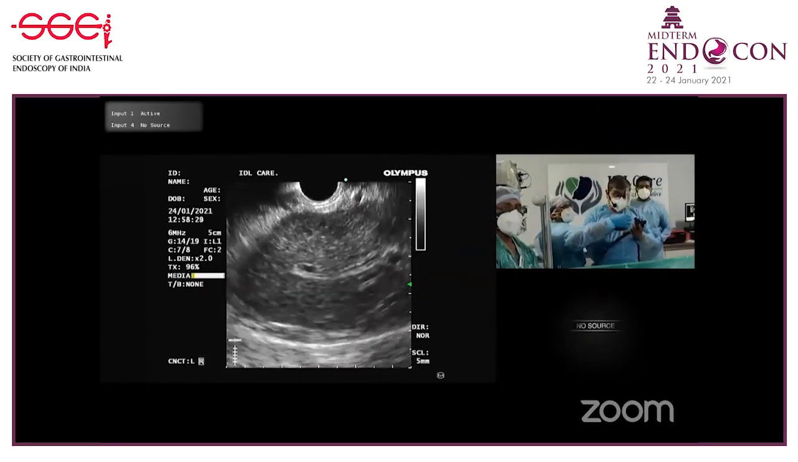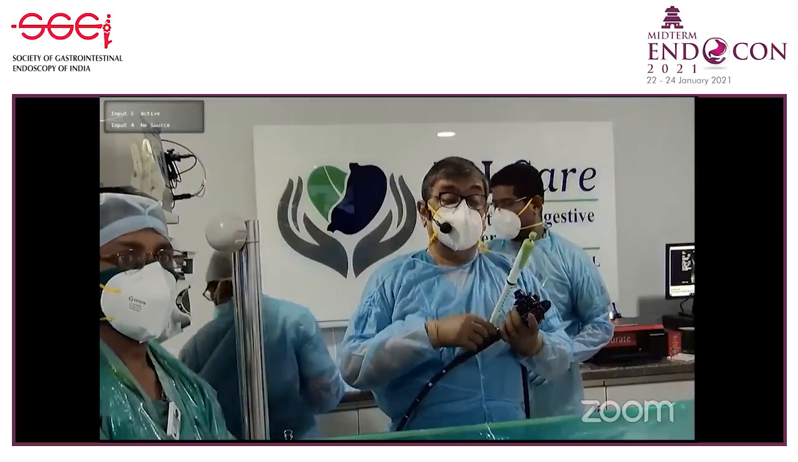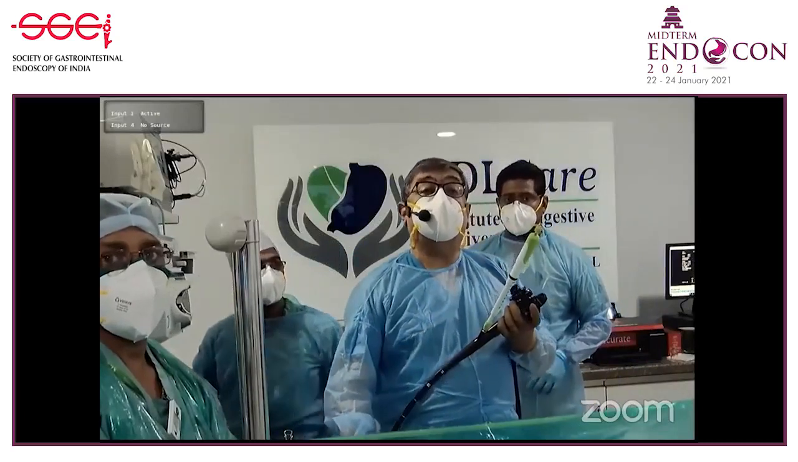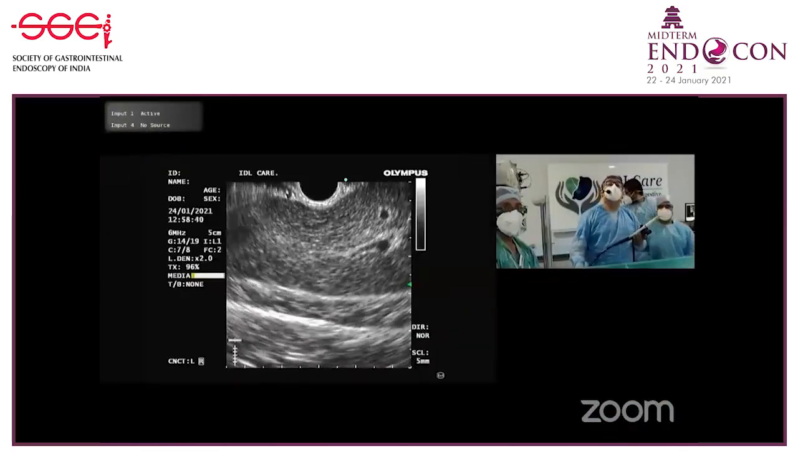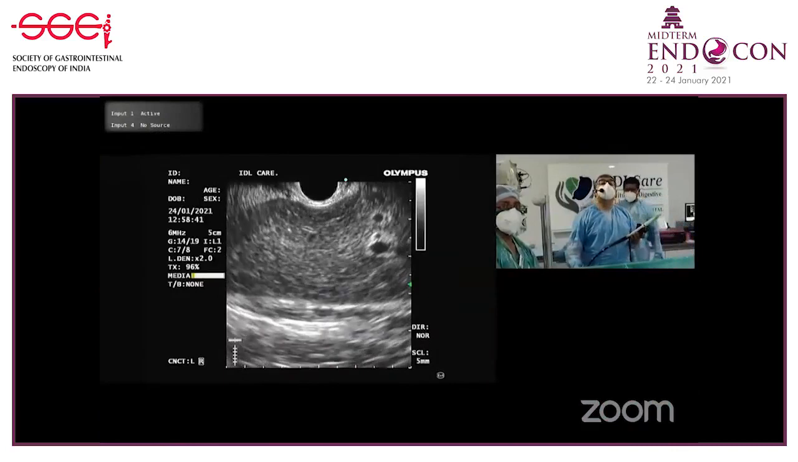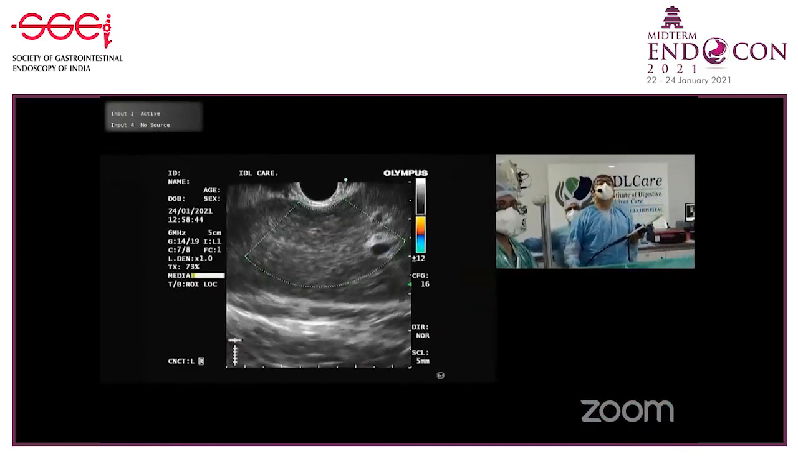So I am using the Boston Scientific Acquire core biopsy needle. Doppler. So see, we do Doppler to see if there are any blood vessels. I don't see any major blood vessels in this area.